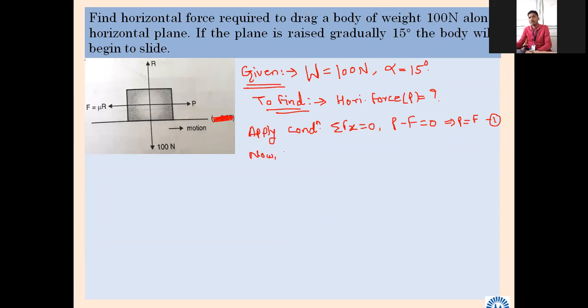Now summation Fy equal to 0. So what will be that? R minus W equal to 0, which implies R is equal to W. And how much W is given? 100. 100 Newton. Okay. So R we got. Now let us see.